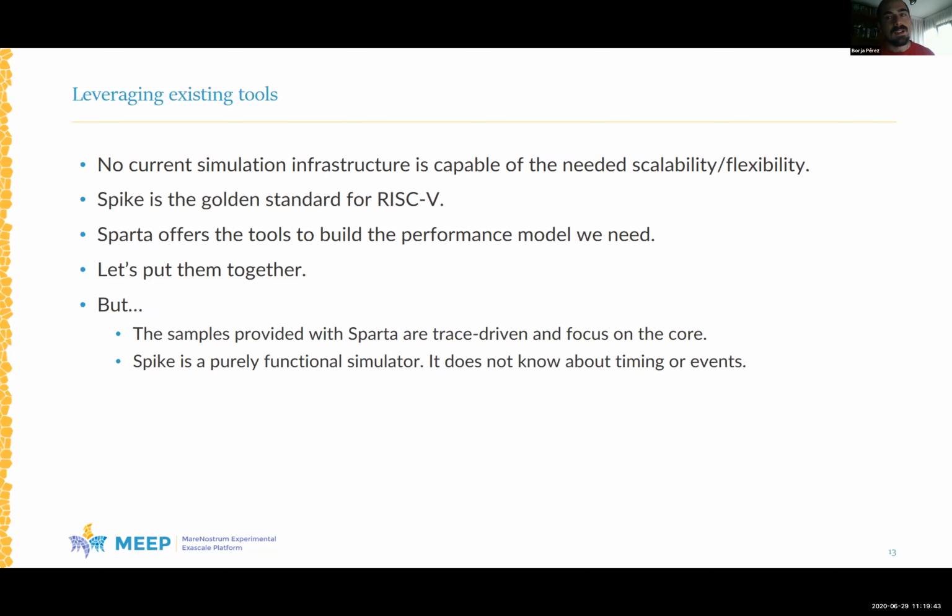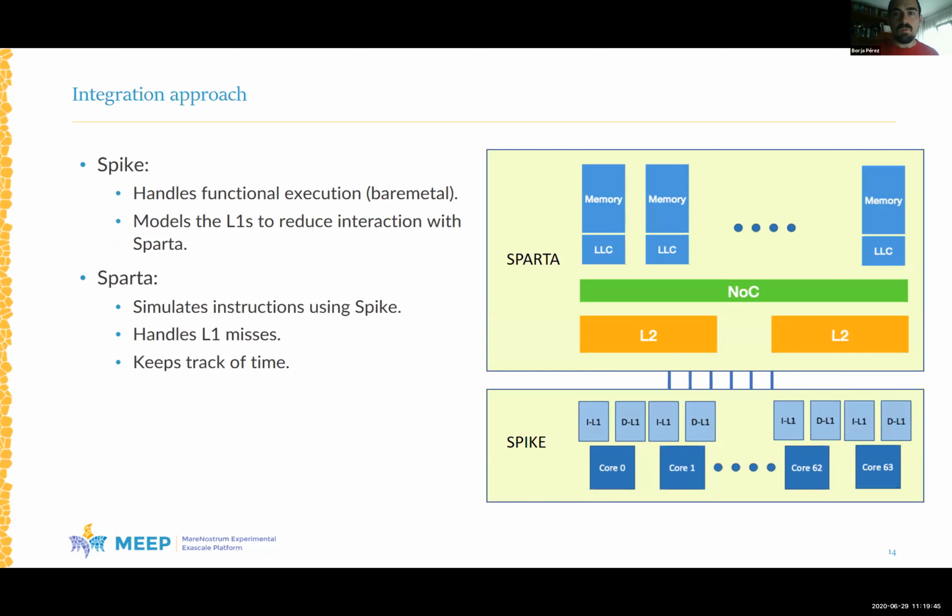After some thought and some experiments, we decided to go for this kind of integration, and we are going back to our abstract target system. We decided to model the cores and the execution itself, and also the instruction and data L1 caches in Spike, and model higher levels of the memory hierarchy in Sparta. The reason is to keep the interactions between Spike and Sparta at a minimum, so we get more simulation throughput while we don't lose much of the modeling capabilities that we need.